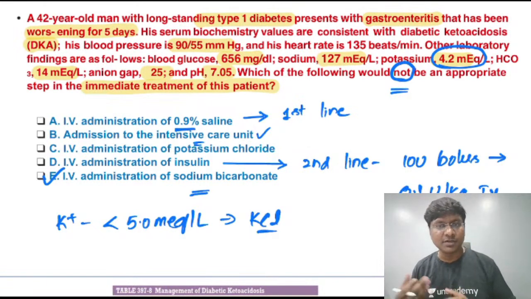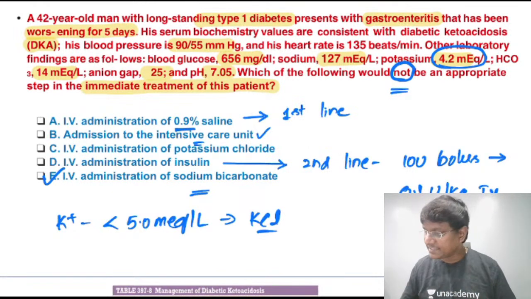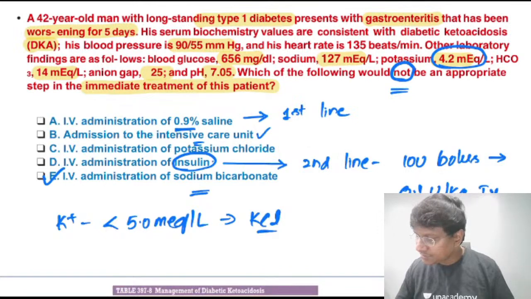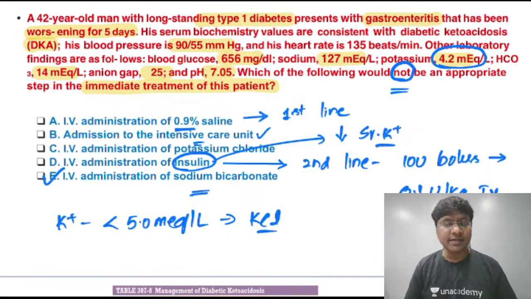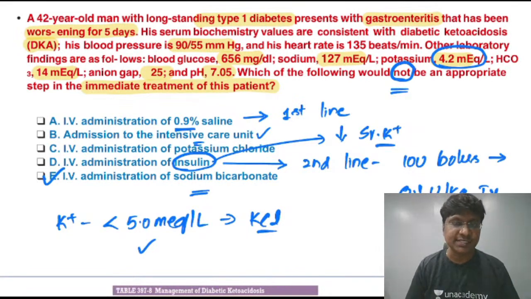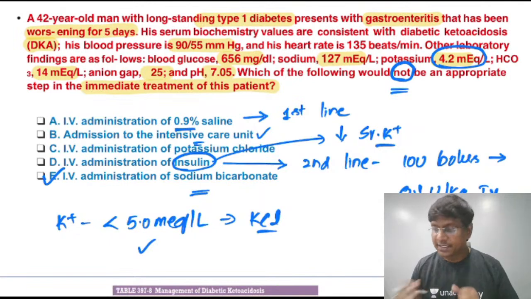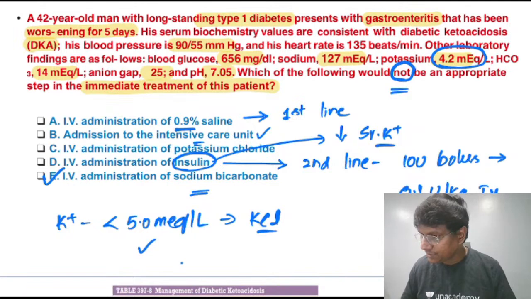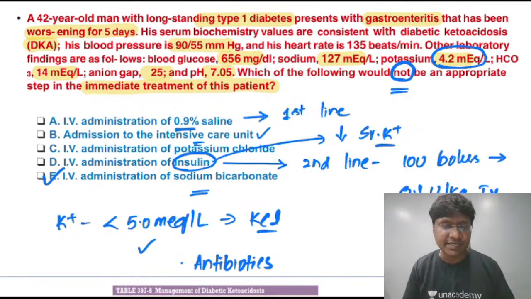Now, sir, when the potassium is normal, why do you need to give potassium chloride infusion? The reason is that whenever you are giving insulin infusion, it will reduce the serum potassium levels. It will shift the extracellular potassium to the intracellular compartment. That is the reason why you need to give KCl when the potassium levels are less than 5 milliequivalents per liter. Now, what are the other treatment options? A very important precipitating factor for diabetic ketoacidosis is infection, so you need to give antibiotics. And next important, what is the indication to start sodium bicarbonate infusion? See, in this patient, sodium bicarbonate is not required.